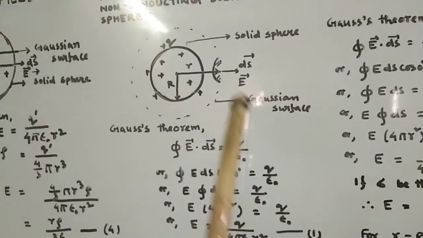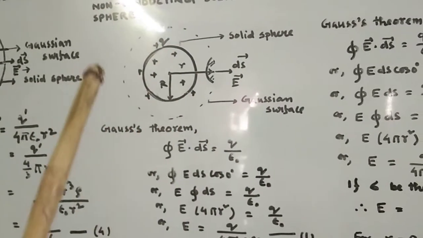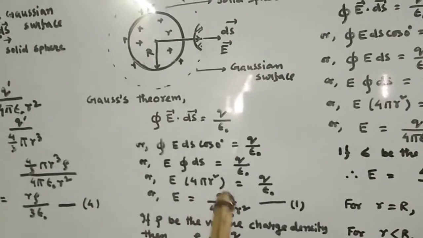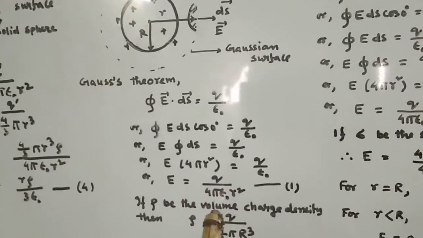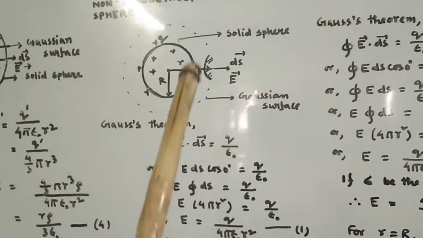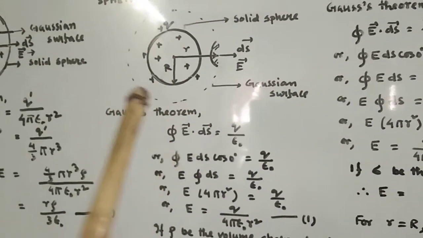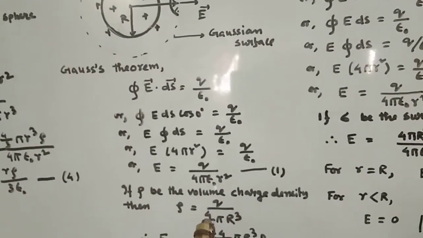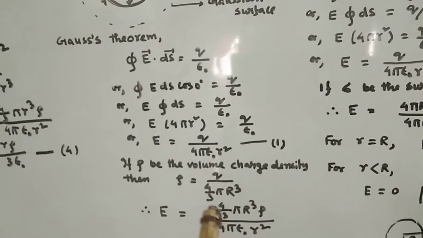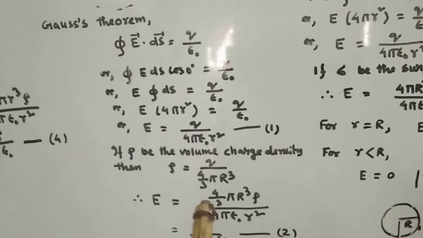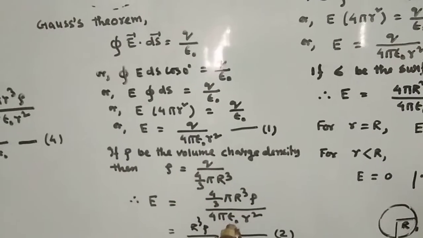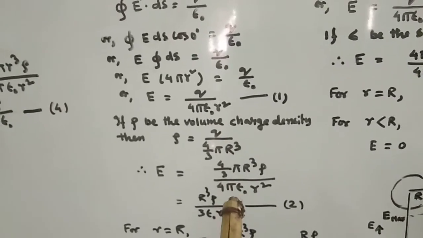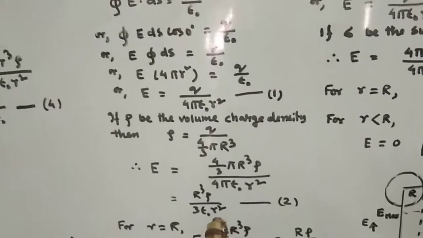Now what is the closed integral of ds? This is the Gaussian surface, whose radius is small r. So that is 4 pi r square. So ultimately if you simplify, it comes out to be q by 4 pi epsilon naught r square. Now as the charge is throughout the volume of the solid sphere, you have to consider the volume charge density. If rho is the volume charge density, then rho equals q by 4 by 3 pi R cube. So if you substitute q here, then q equals rho times 4 by 3 pi R cube, over 4 pi epsilon naught r square. Now if you simplify this, it comes out to be R cube rho by 3 epsilon naught r square.